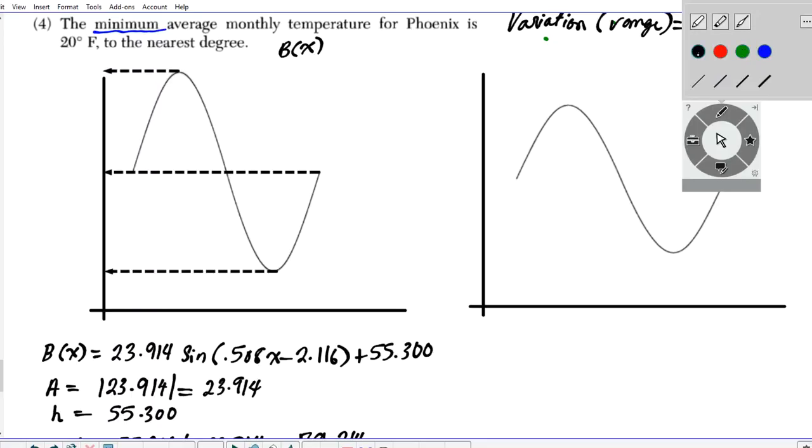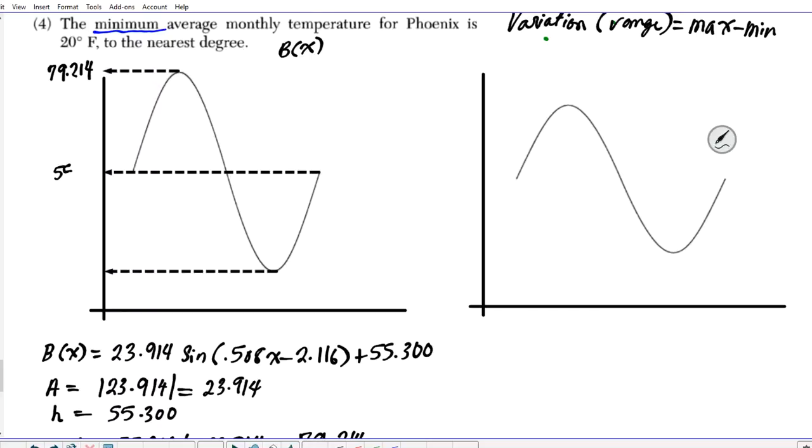Okay, so let's go ahead and put in the values so you can see what I'm talking about. This is a max, and the max is 79.214. The midline is 55.3, and the minimum is 31.386. So all we're doing is adding and subtracting the amplitude, okay? And then the span from here to here is your variation. You just subtract that.